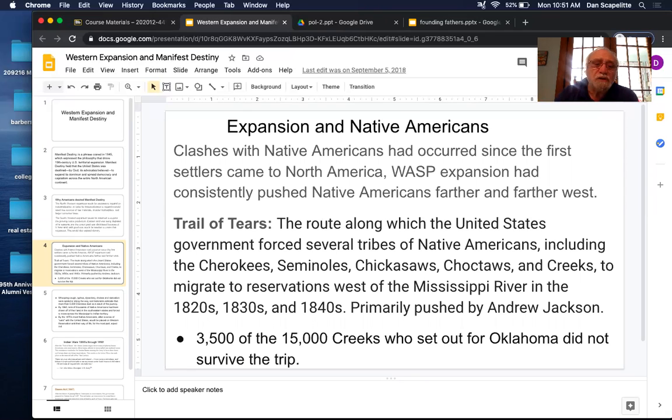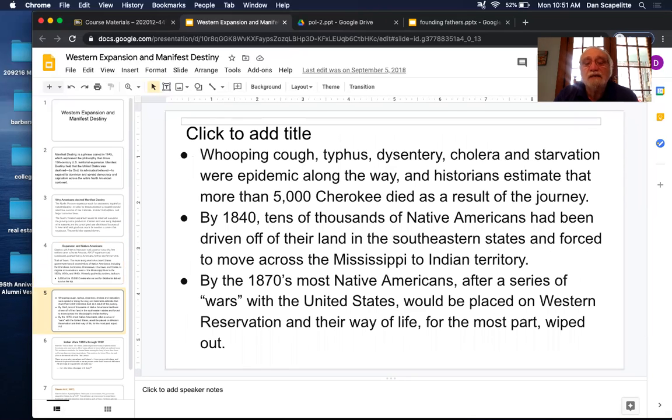When we look at this, 3,500 of the 15,000 Creeks who set out for Oklahoma didn't make the trip. They died of all kinds of diseases and starvation. It's just not a good thing. Whooping cough, typhus, dysentery, cholera, starvation, etc. More than 5,000 Cherokee died on this journey.